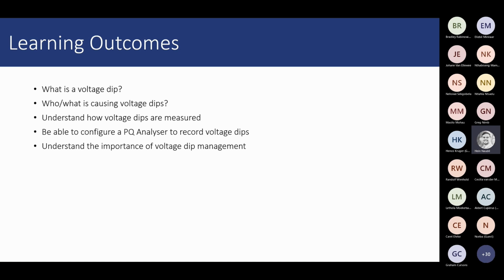So the learning outcomes is firstly to understand what is a voltage dip, who or what causes voltage dips, to understand how voltage dips are measured using power quality analyzers or dip recorders, to be able to configure a power quality analyzer to record voltage dips, and this will specifically focus on CT Labs platform and CT Labs software and hardware. And then lastly, to understand the importance of a voltage dip management system or a platform that you use in your network.